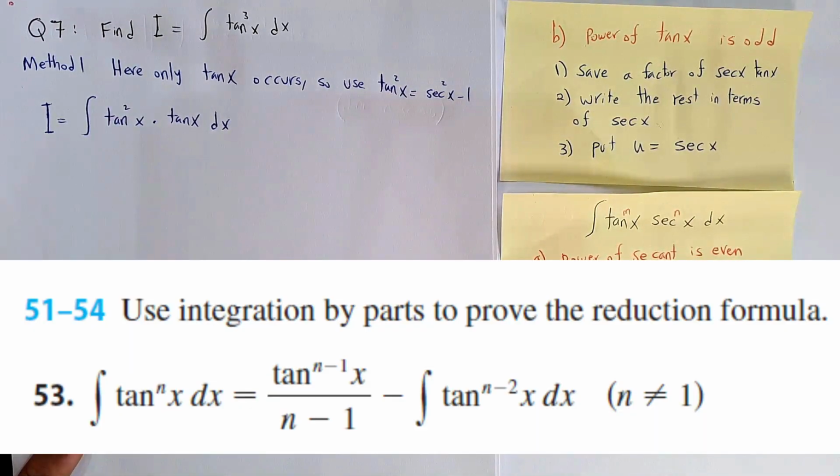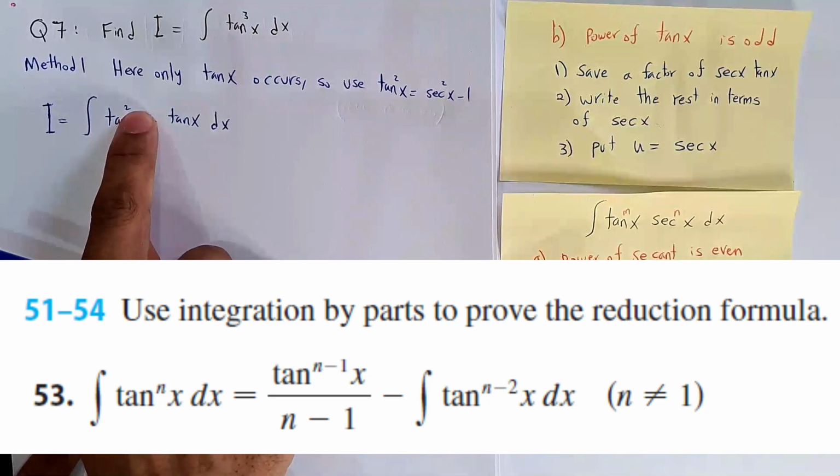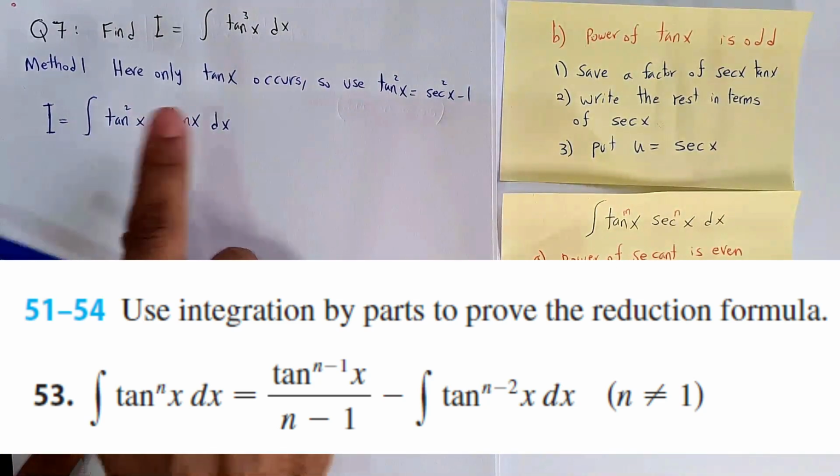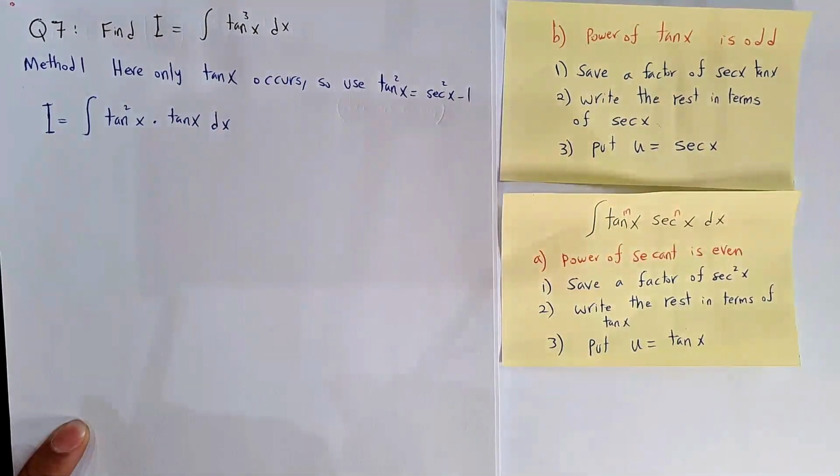In fact, this is the idea of the proof of the reduction formula in section 7.1. You take tan square and you write whatever you have. Then you use the identity for tan square, which is secant square minus 1. Then you expand. Let us see.